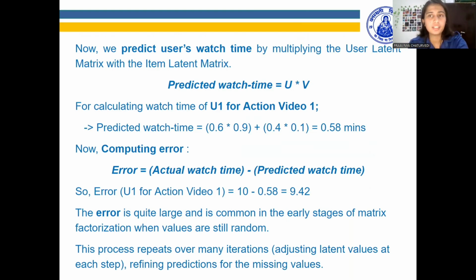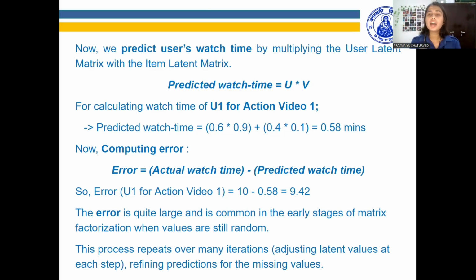What is error? In very simple terms, error is actual watch time minus the predicted watch time. So the error for U1 for watching action video 1 here would be 10 minus 0.58, which is 9.52, which is the very large error in this example.